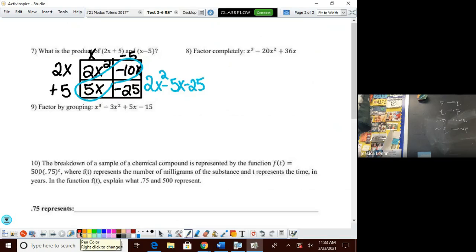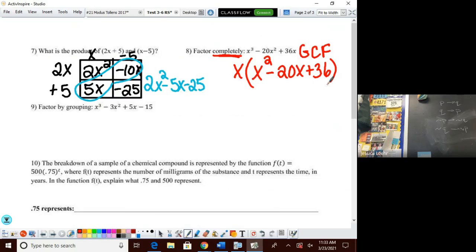Number 8, again, there's that word completely. So you're factoring more than once. Looking at this, I cannot use sum and product on this because I have an x to the third. So the first thing I'm looking at when I see factor completely is GCF. The GCF of this is x. Left over, I have x squared minus 20x plus 36. Then I'm using sum and product on that bubble because this says factor completely, so I need to factor again.